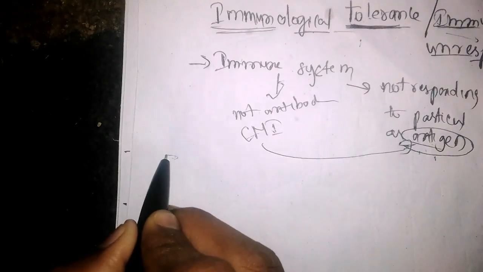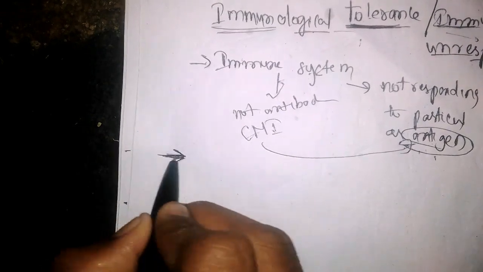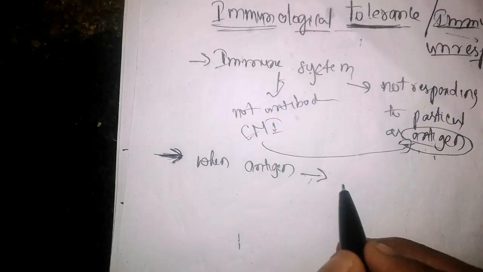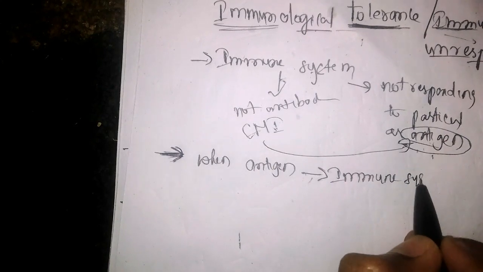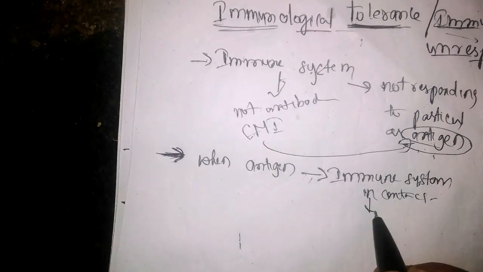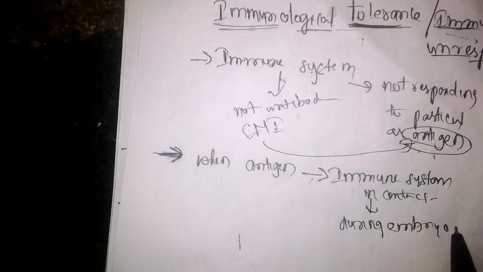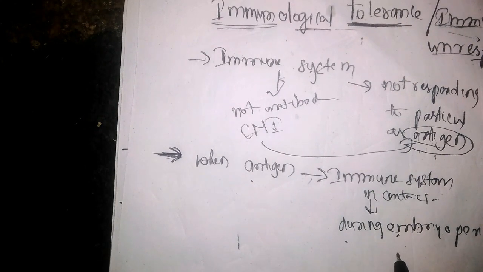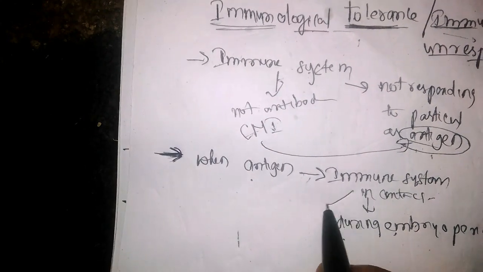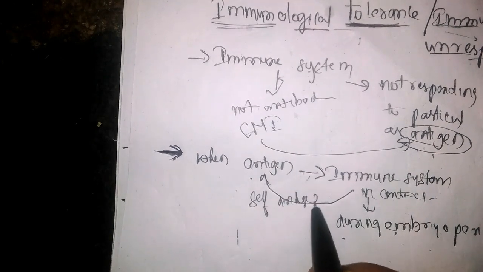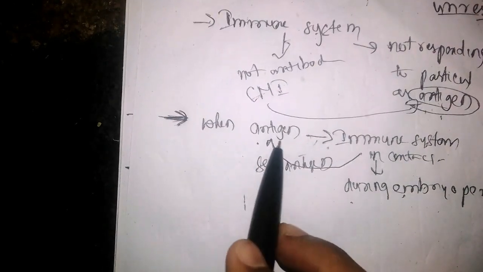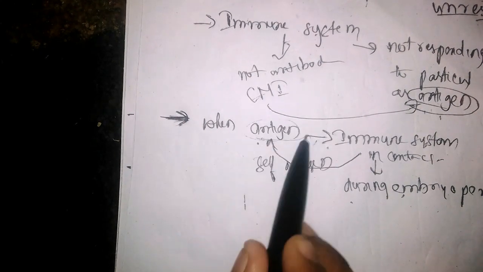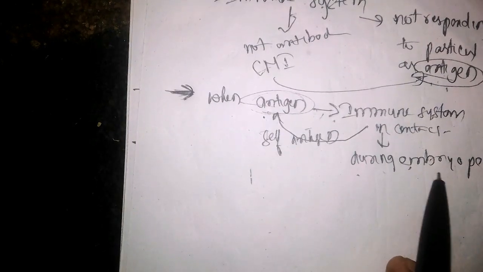Okay, see why this tolerance is occurring. The mechanism is, when an antigen is in contact with our immune system during the embryo period, then our immune system treats this antigen as a self antigen. Then our immune system will not produce any antibodies or show any cell mediated immunity against this antigen. See, this is happening during the embryological period.